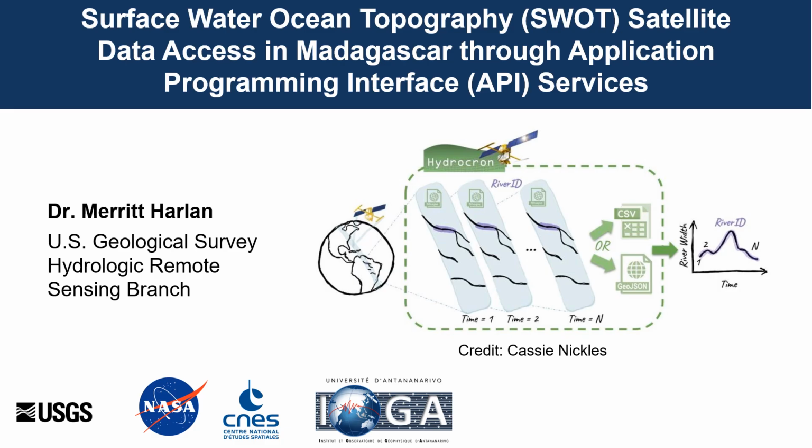My name is Merritt Harlan. I'm a researcher with the U.S. Geological Survey in the Hydrologic Remote Sensing branch, and today I'm going to be talking about Surface Water Ocean Topography, or SWOT, satellite data access in Madagascar using Application Programming Interface services, or APIs.